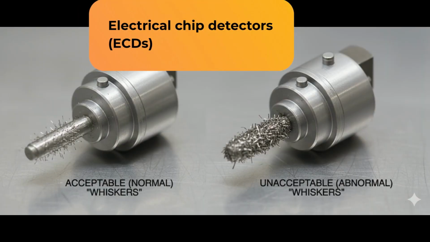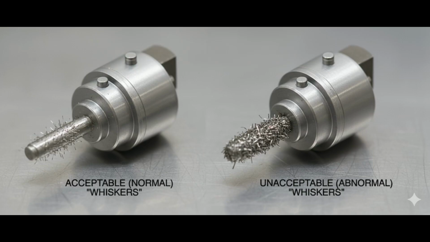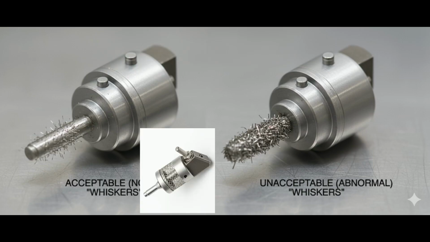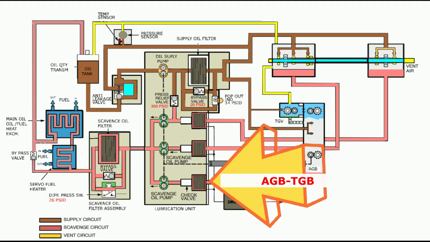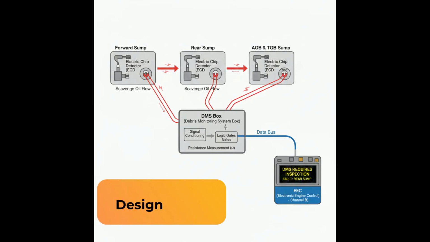Electrical chip detectors. The system consists of 3 electrical chip detectors organized into 3 lines. 1 for the forward sump, 1 for the aft sump, and a combined line for the accessory gearbox and transfer gearbox. Design. Each electrical chip detector consists of 2 magnetic receivers mounted on a probe.